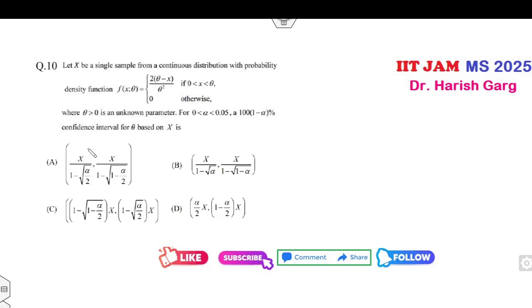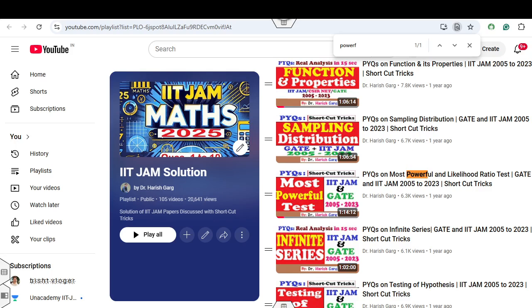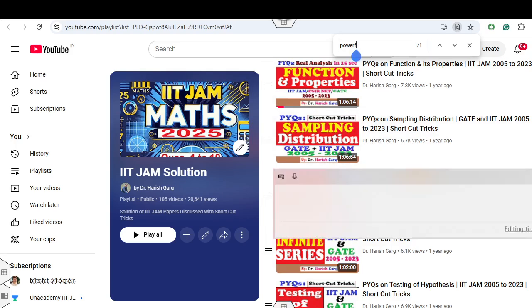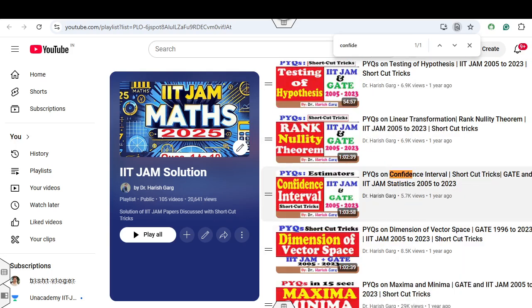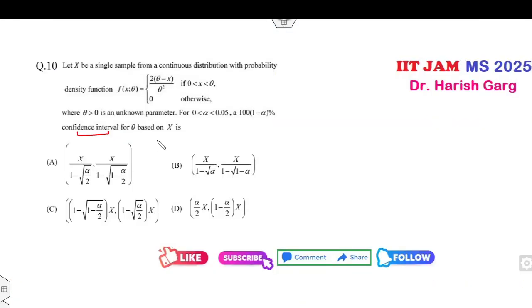Look at the last question, which is related to the confidence intervals. Again, if you watch my confidence interval lecture, PYQ of the confidence interval, definitely you will get the easiest answer. You can see my function is given in this form.